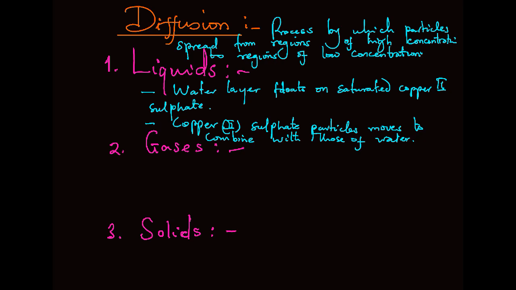Observations are then made. And in this case, the observation is that bromine gas spreads into the empty gas jar at a greater speed because of high concentration of bromine particles.